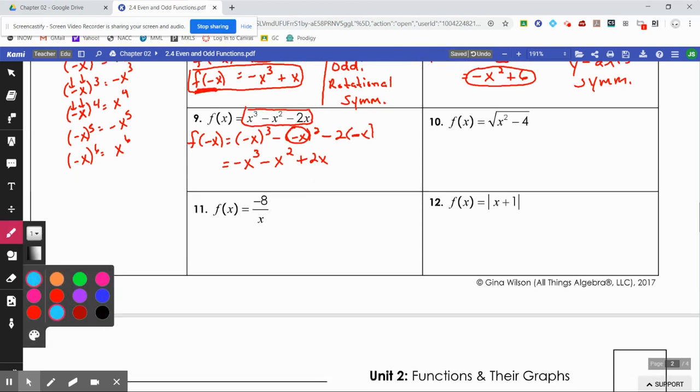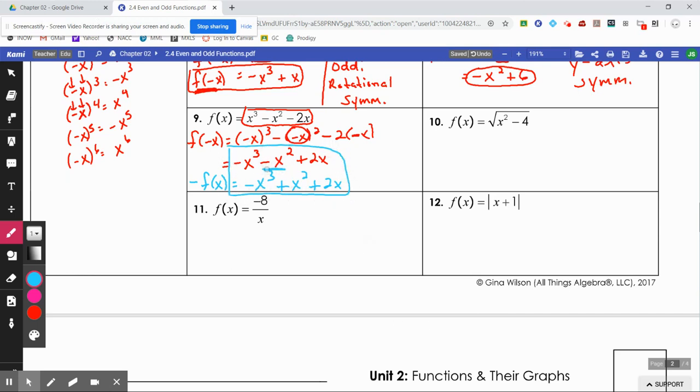Let me change colors. Let's check negative f of x. With negative f of x, take your original and change everything to negative. So that'd be a negative x to the third, a positive x squared, and a positive 2x, which nearly matches, except for this middle term. So therefore, it's not even. So this would have neither type of symmetry.